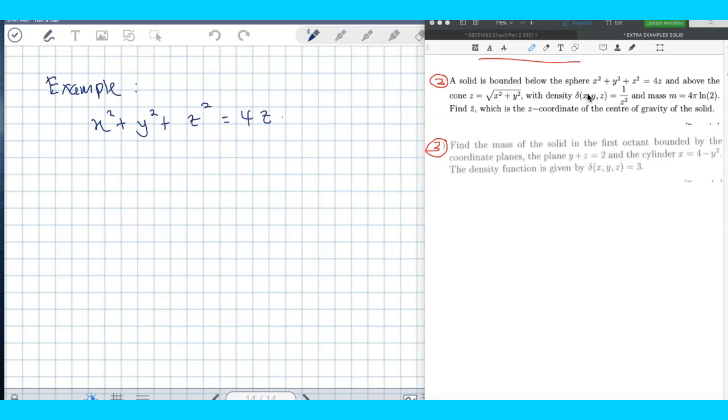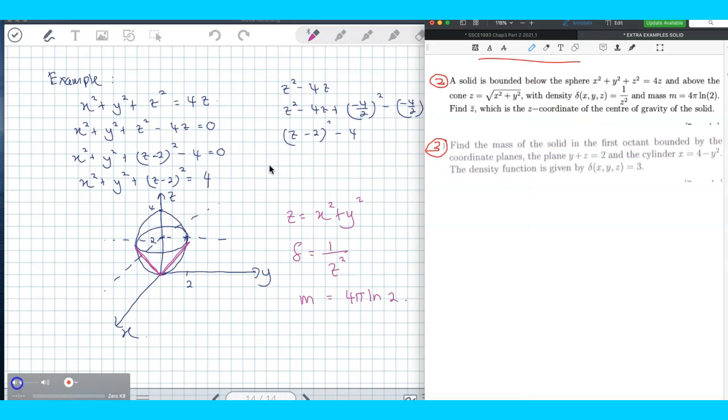Looks like you have to do the completing the square for this. So when we do the completing the square for the z, we obtain that we have a sphere with radius 2 and centered at 0, 0, 2. And from the instruction given here, the solid is bounded below the sphere and above the cone. So meaning that it is above the cone and below the sphere.